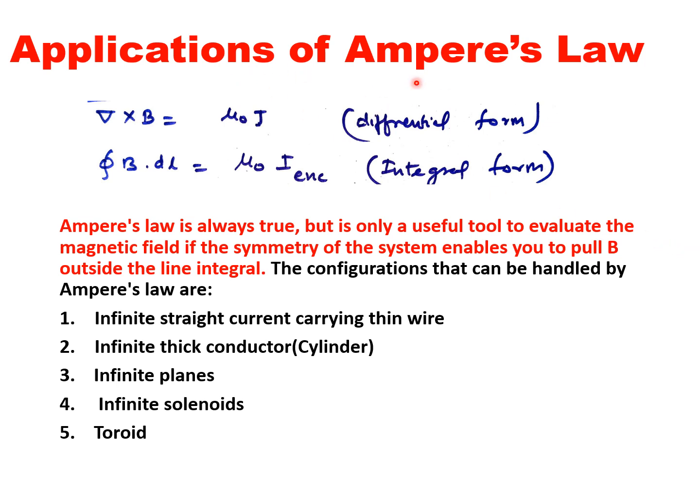And now for the application of Ampere's law, we can utilize it to find the magnetic field for some symmetries, because we cannot use Ampere's law always. The configurations that can be handled by Ampere's law are the infinite straight current carrying wire, thin wire, and also thick wire or thick cylindrical conductor, infinite planes, infinite solenoids and toroids. So we will discuss some of these cases to find the magnetic field.